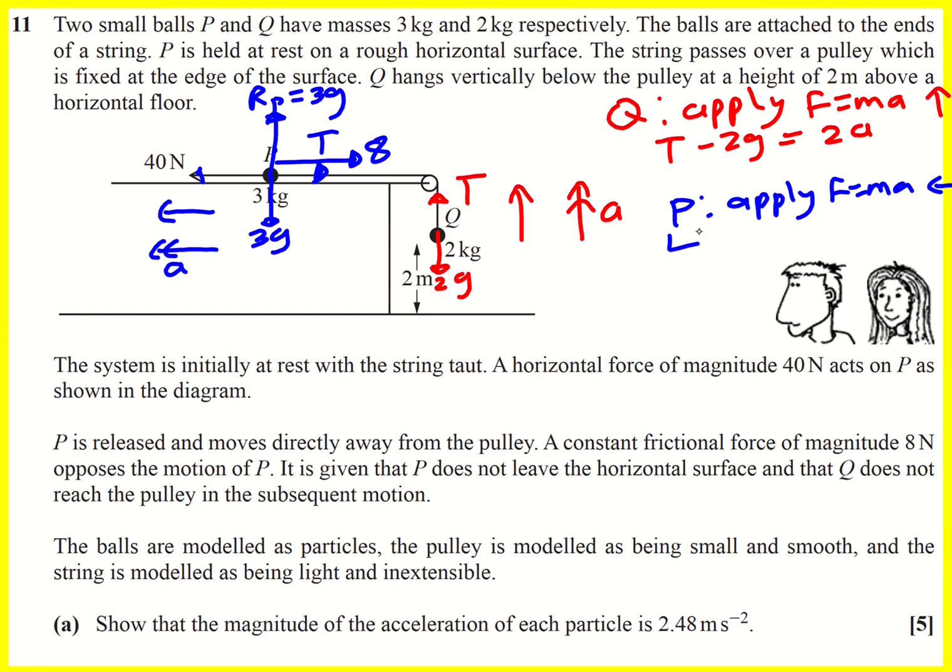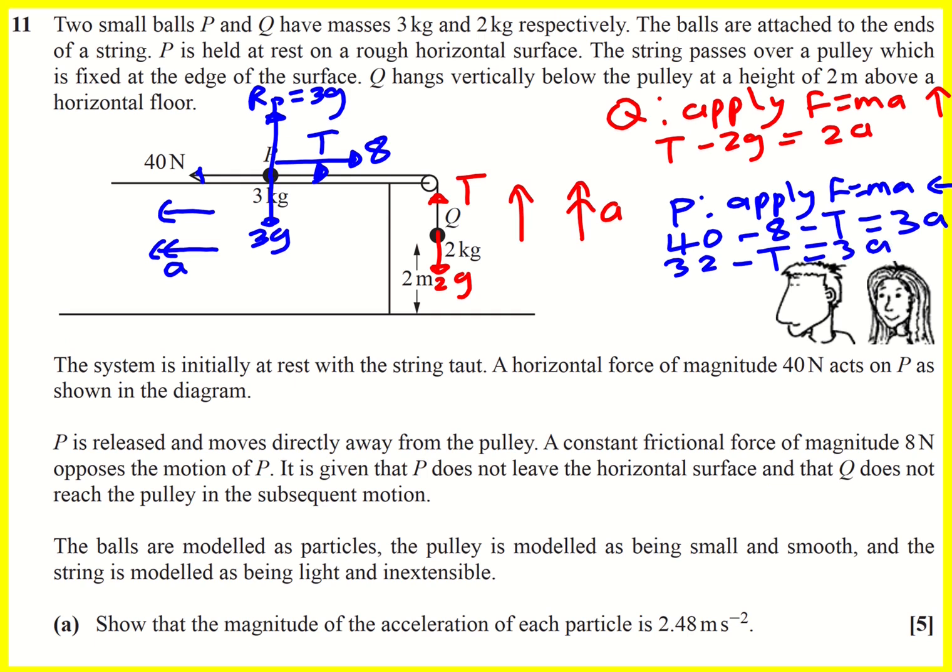So here I've got 40. Now I'm applying it to the left, so the weights and the reaction force don't come into this. 40 minus 8 minus T is going to equal 3a. And we've got simultaneous equations to solve. First of all, this will change to 32 minus T is equal to 3a.